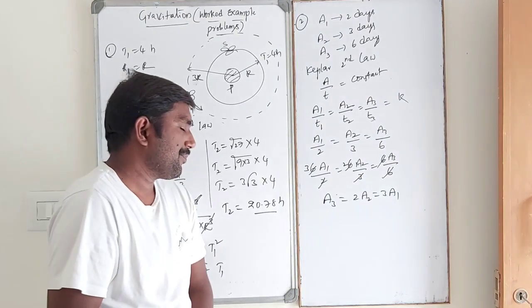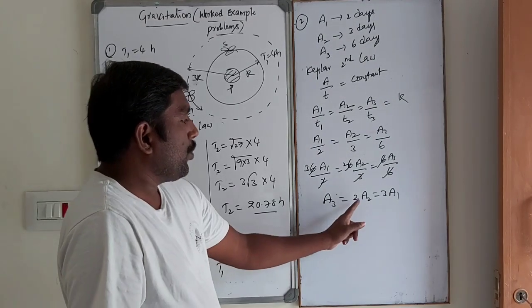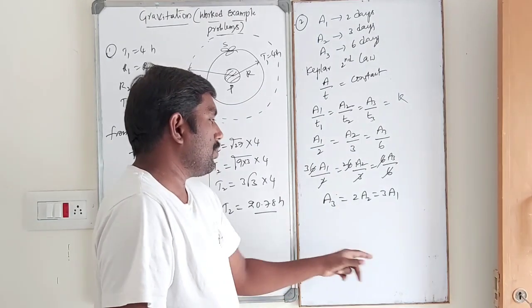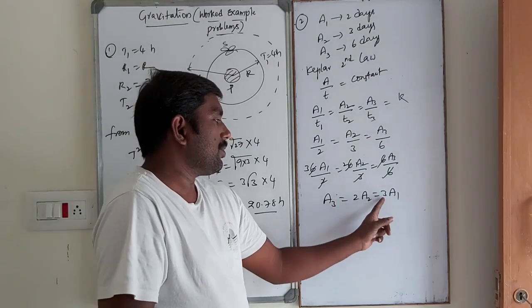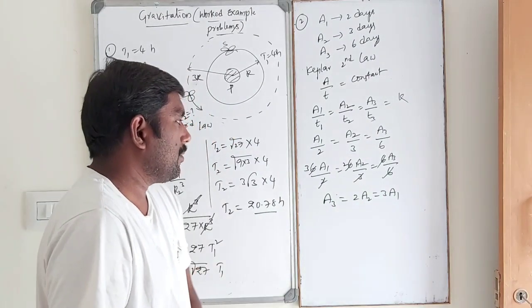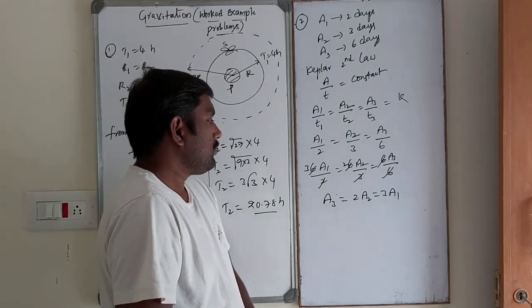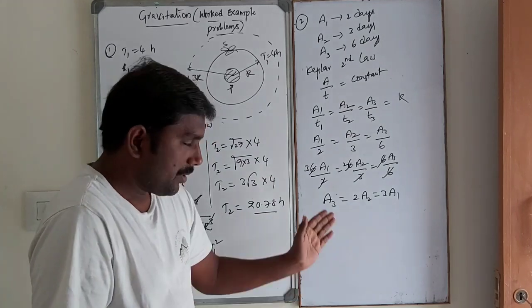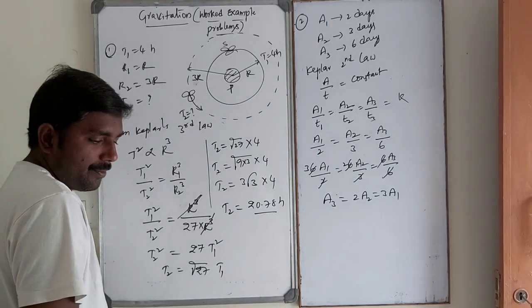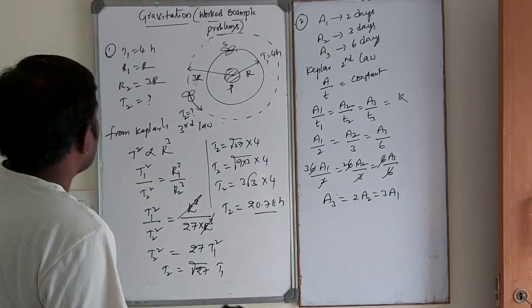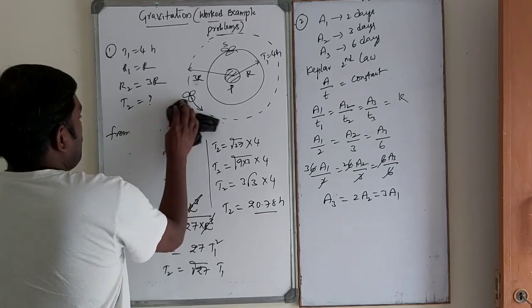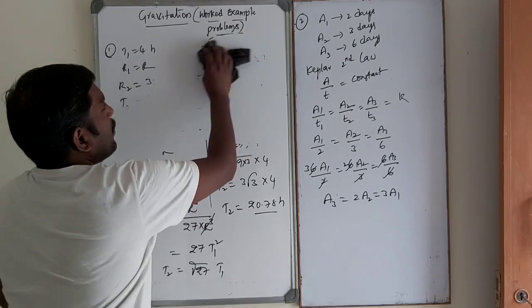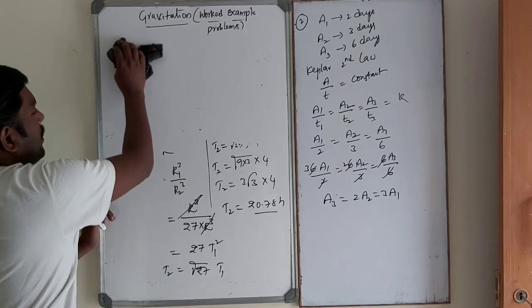Simple. A3 is equal to 2A2. Similarly, A3 is equal to 3A1. So this is the relation between A1, A2, A3. Okay. This is a simple problem, that is a CET problem. So next numerical problem, that is problem number 3.